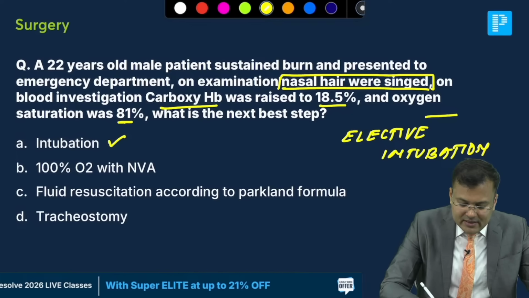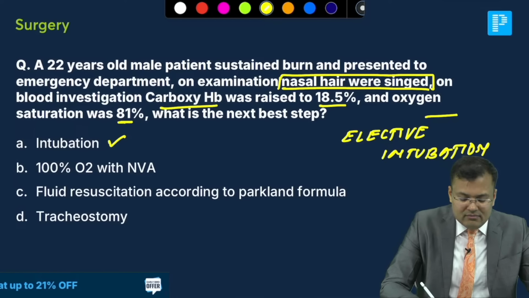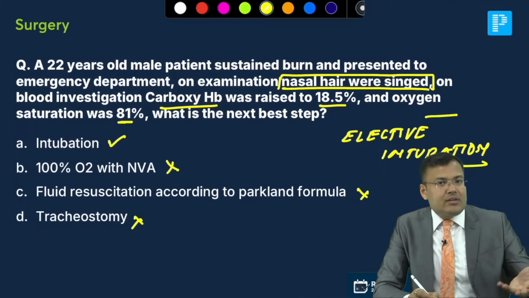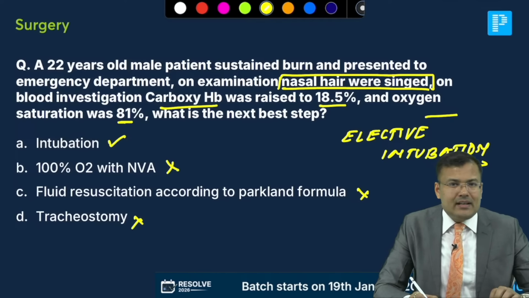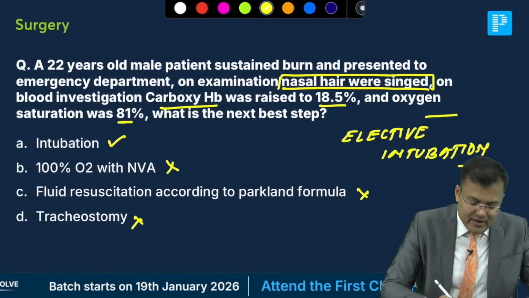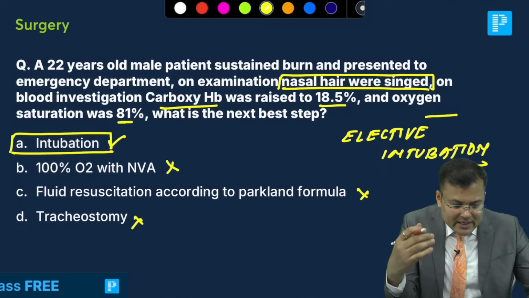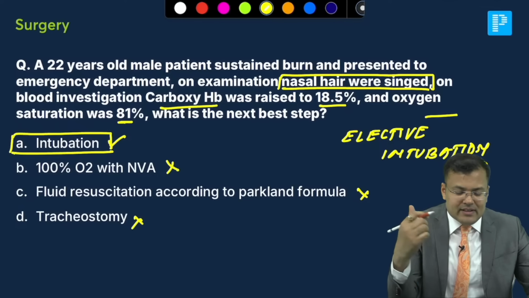So A is correct. 100% oxygen with non-rebreathing mask is incorrect. Fluid resuscitation, no. Tracheostomy is done when laryngeal edema is there and the patient has not been intubated. So guys, in this case, intubation, and elective intubation is safest in such patients.